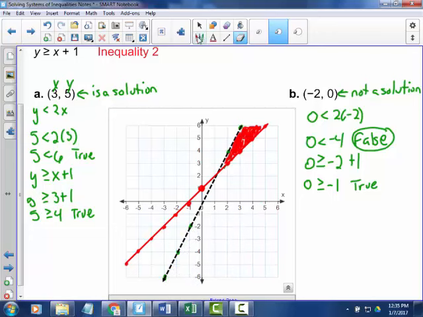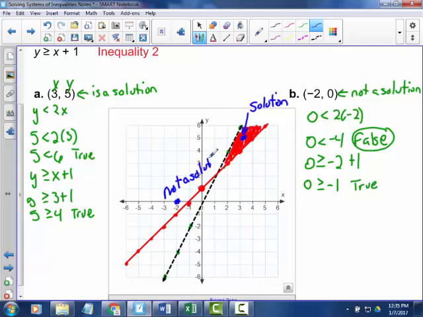Okay, so now we want to graph our points and see where they lie. So (3, 5) is right there in that red. So we can see that's a solution. When we look at (-2, 0), it's way over here. So it's not a solution. It's not in the shaded area at all.